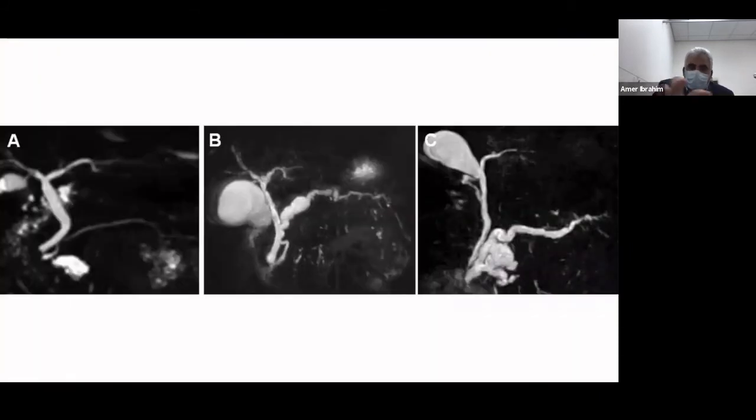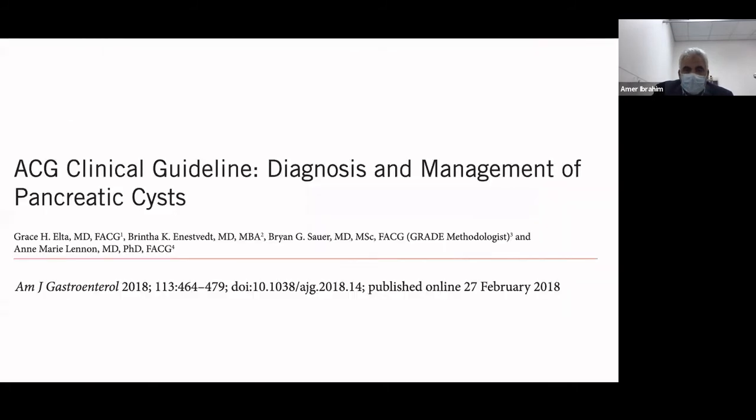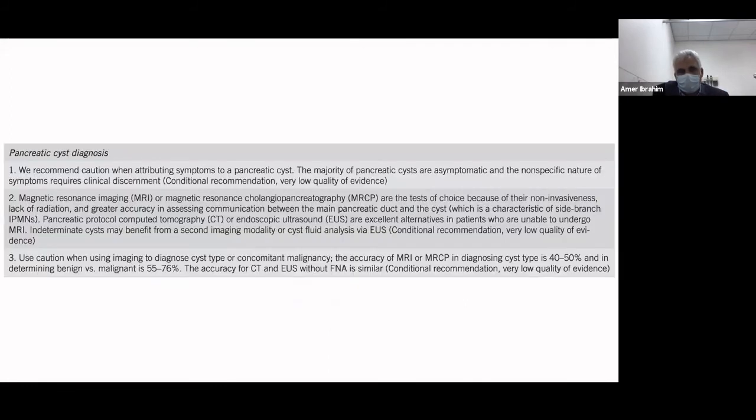But when we come to the IPMN, then we are going to follow protocol, which is to divide them into two groups, the high risk and the low risk, and how we're going to follow them up, or we're going to offer them resection. So this is mainly what the clinical guidelines take into consideration. This is the summary of the recommendations of the guidelines.